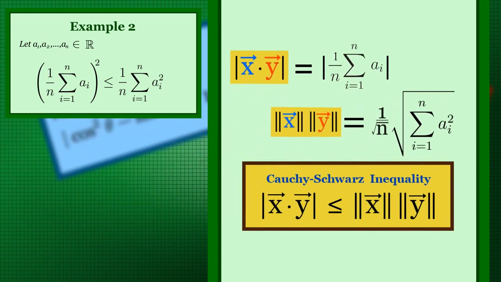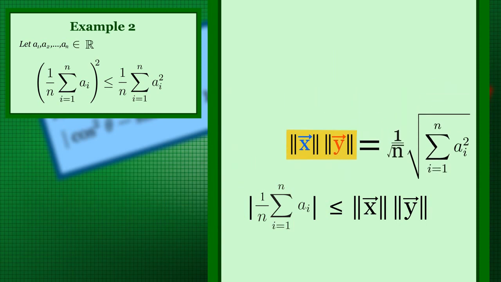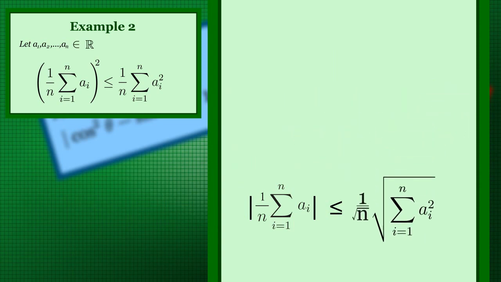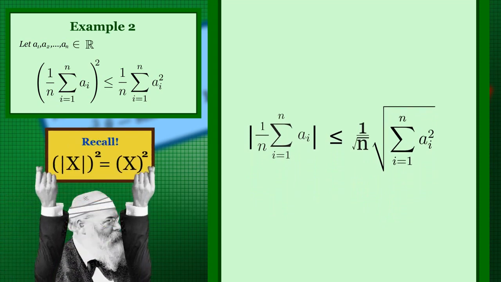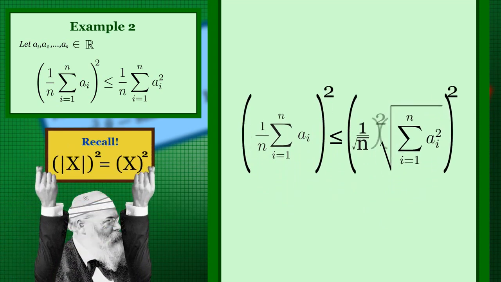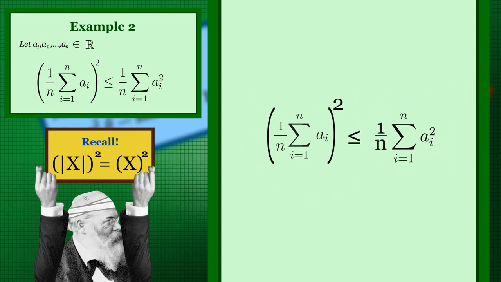By Cauchy-Schwarz, the absolute value of the dot product is less than or equal to the product of the norms. Since we have non-negative terms, we can square both sides. Therefore, the square of the average is less than or equal to the average of the squares.